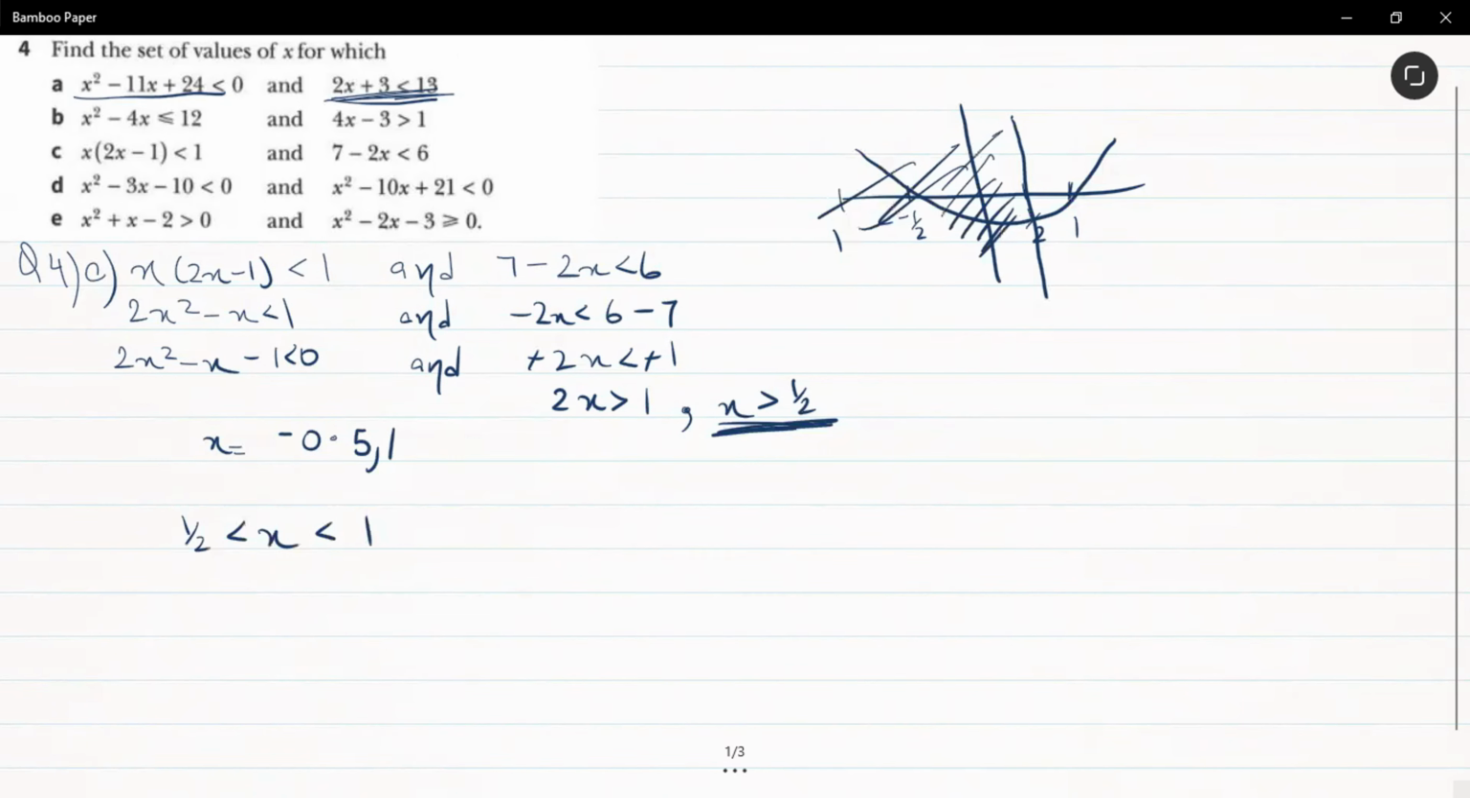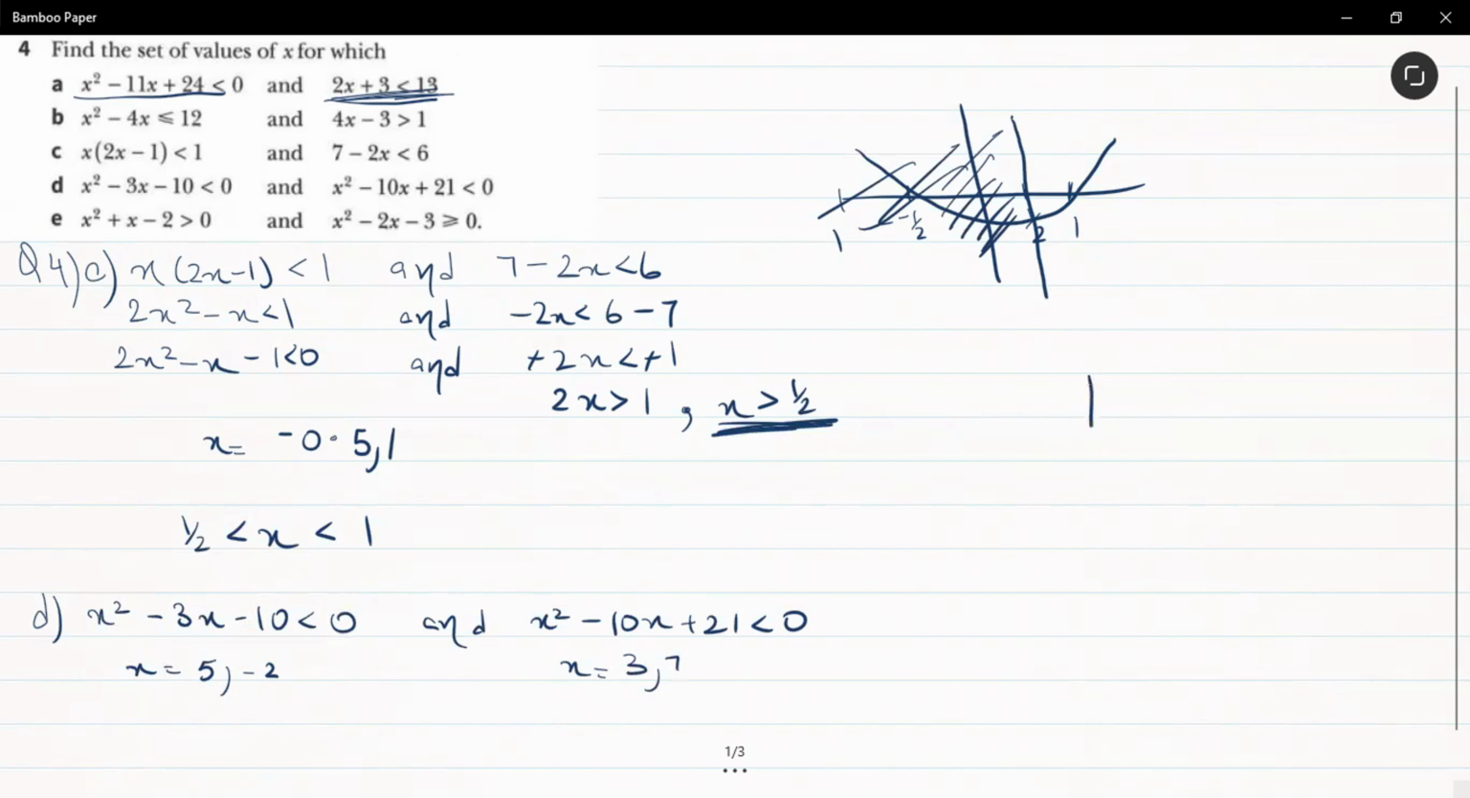For the other part, for part D, we have two quadratic equations this time. x² minus 3x minus 10 is lesser than 0, and x² minus 10x plus 21 is lesser than 0. So again, just solve these quadratic equations real quick. I'm going to get my values. x is equals to 5 and -2, and for the other one, x is equals to 3 and 7. Okay, so again, make a graph here.